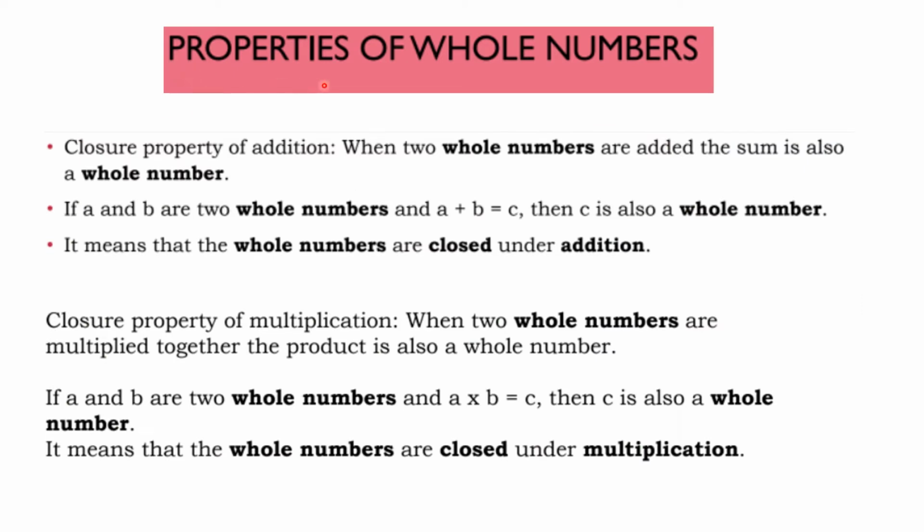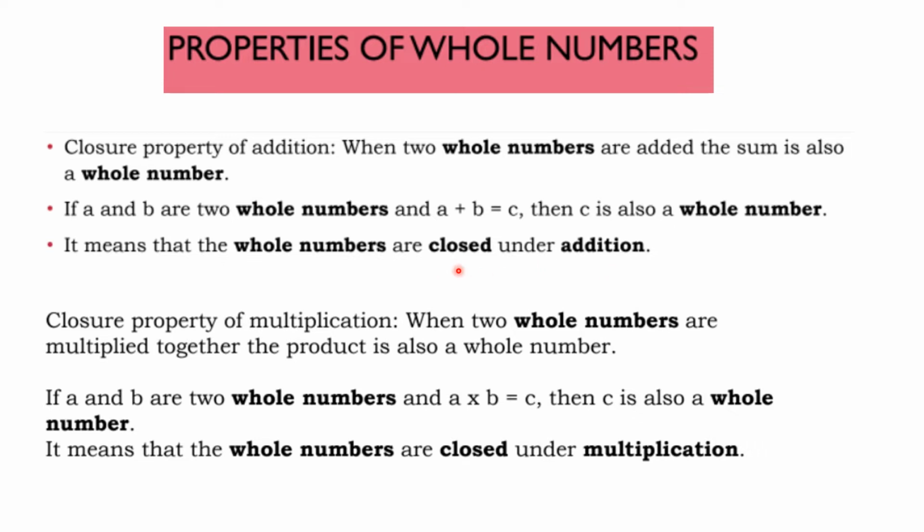Coming on to the properties of whole numbers. First is the closure property of addition. It says when two whole numbers are added, the sum is also a whole number. So let the two numbers be a and b and the sum be equal to c. When you add a and b, the sum you get is equal to c. Then c is also a whole number. It means that the whole numbers are closed under addition.